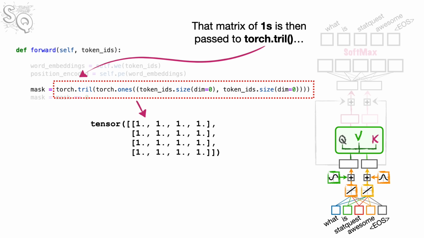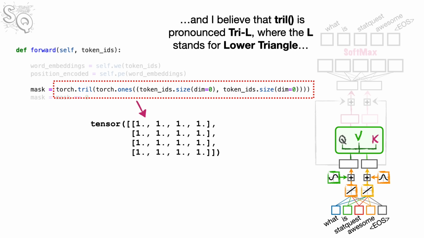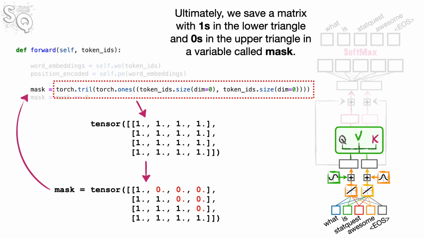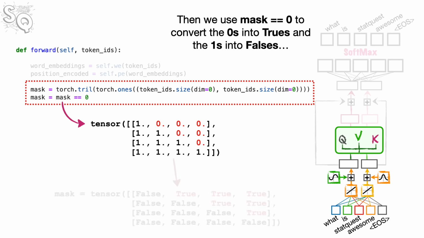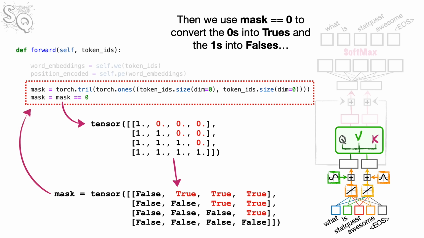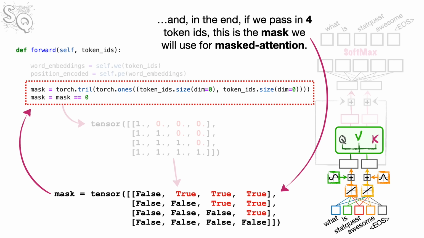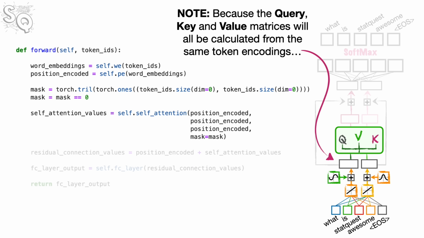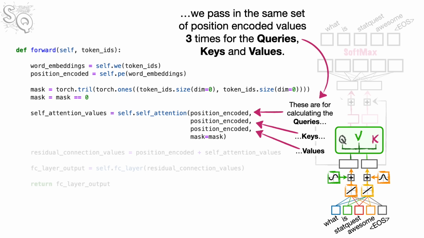That matrix of ones is then passed to torch.tril. And I believe that tril is pronounced "trill", where L stands for lower triangle, because torch.tril leaves the values in the lower triangle as they are and turns everything else into zeros. Ultimately, we save a matrix with ones in the lower triangle and zeros in the upper triangle in a variable called mask. Then we use mask == 0 to convert the zeros into trues and the ones into falses. And, in the end, if we pass in 4 token IDs, this is the mask we will use for masked self-attention. Once we have the mask, we calculate attention. Note, because the query, key, and value matrices will all be calculated from the same token encodings, we pass in the same set of position-encoded values 3 times for the queries, keys, and values.